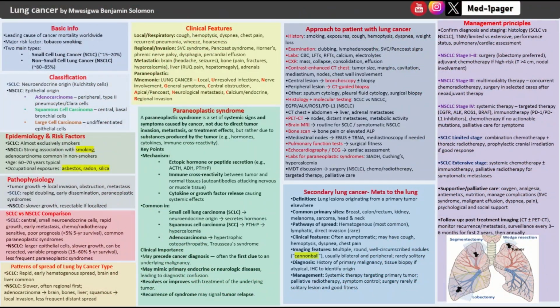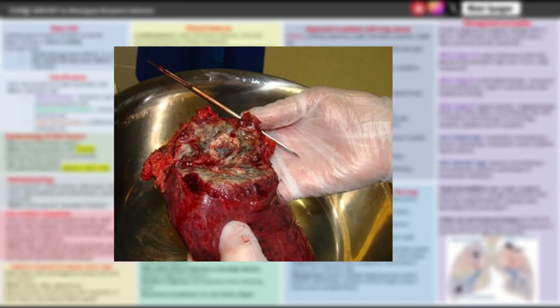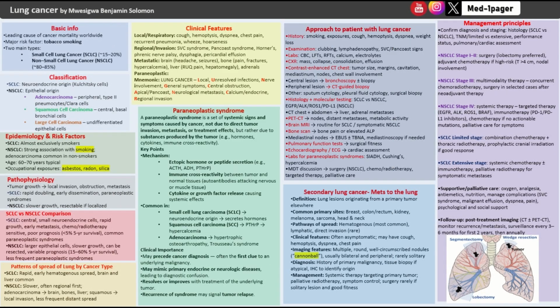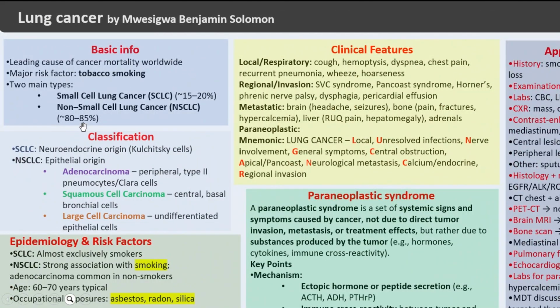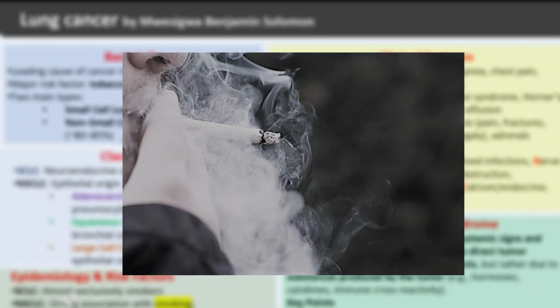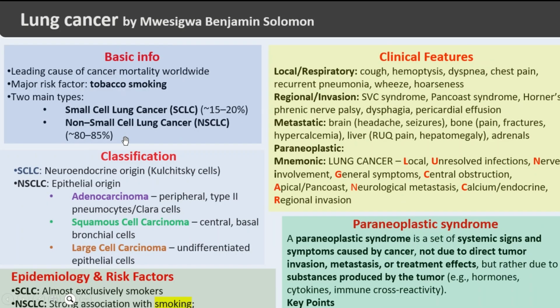My name is Benjamin, and today I'm going to be talking about lung cancer. So, when we look at lung cancer, it is found to be the leading cause of cancer mortality worldwide. And this is not a new thing, but almost everyone knows that tobacco smoking is the major risk factor for developing lung cancer. And when you look at lung cancer, it's going to come in two types.